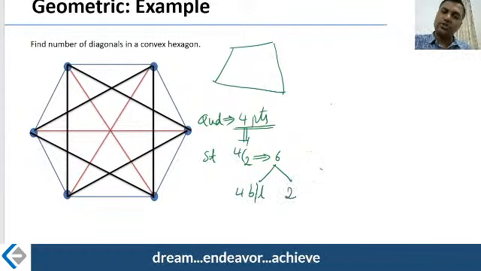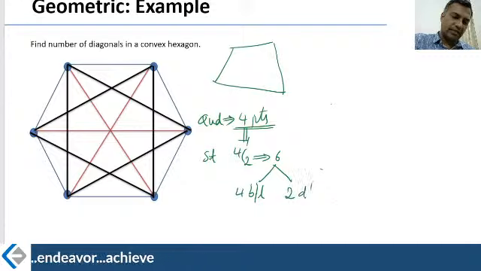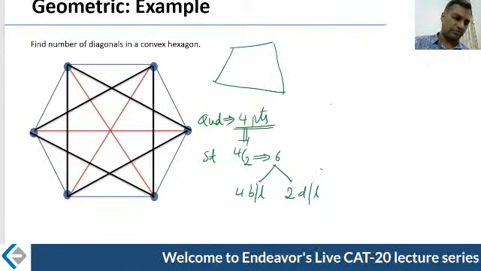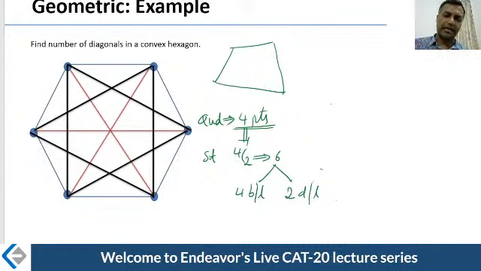4C2 straight lines, which is 6. Out of 6, 4 are boundary lines. The remaining 2 are nothing but diagonal lines. Diagonal is not the longest line, friends. Anything other than a boundary line becomes a diagonal line. It's as simple as that.